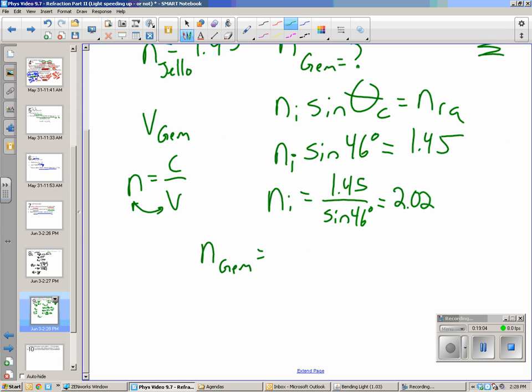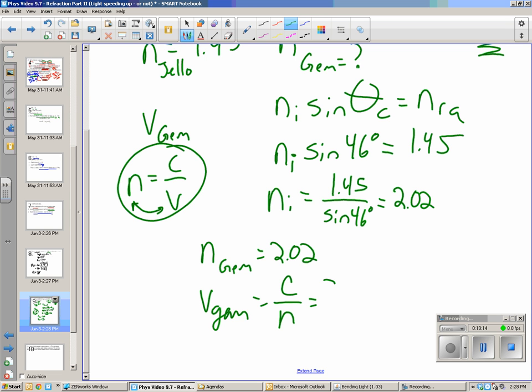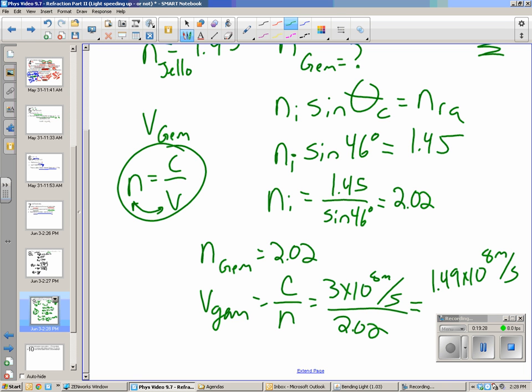It is 2.02. So now to find the velocity of light in the gem, I'm just going to rearrange this equation. So you get C over N. So 3 times 10 to the 8th meters a second divided by 2.02 gives us 1.49 times 10 to the 8th meters per second. And there we have our answer, the velocity of light in our mysterious new gem.